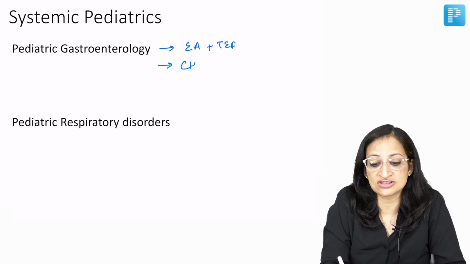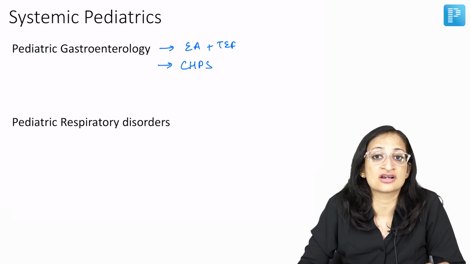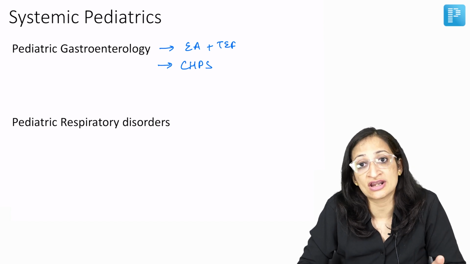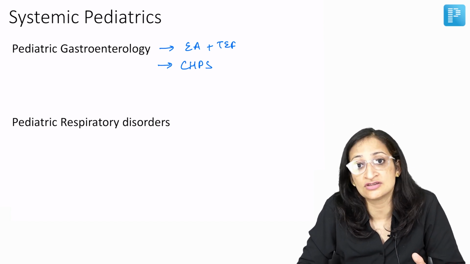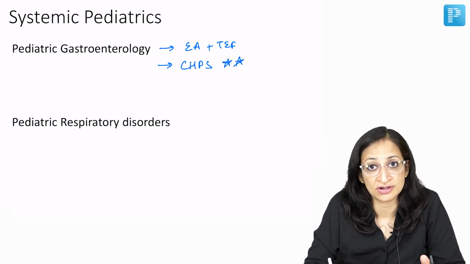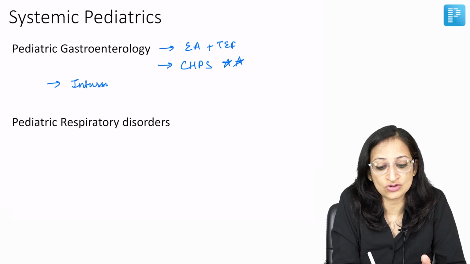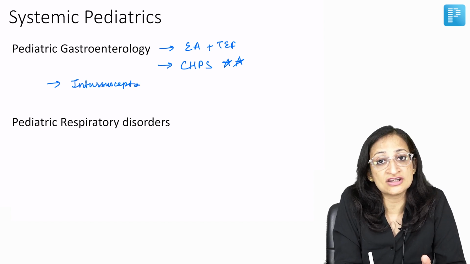You need to be aware of congenital hypertrophic pyloric stenosis. So about the diagnosis of congenital hypertrophic pyloric stenosis, the electrolyte abnormalities, the management, the clinical features, all of them are very, very important, and a number of times questions have come from it. Apart from that, you need to be aware of intussusception case scenarios and the radiological findings of intussusception.